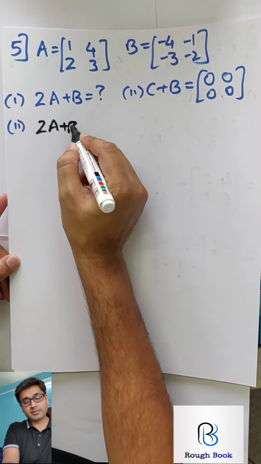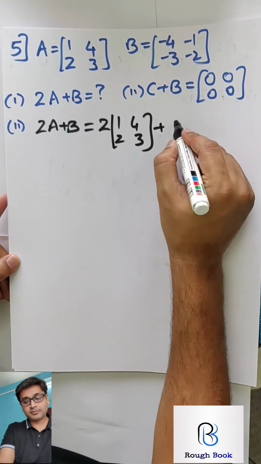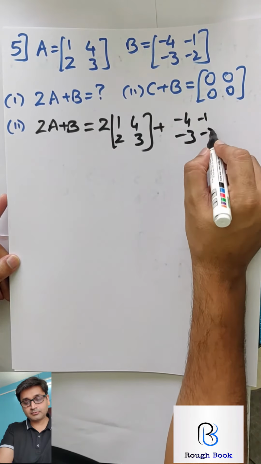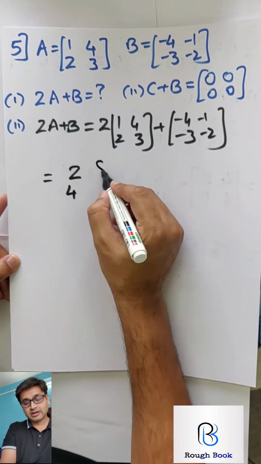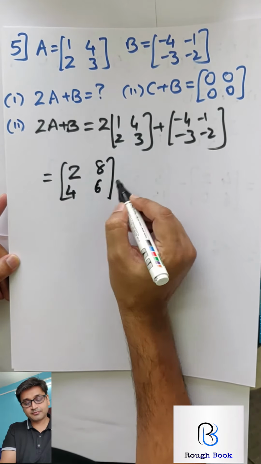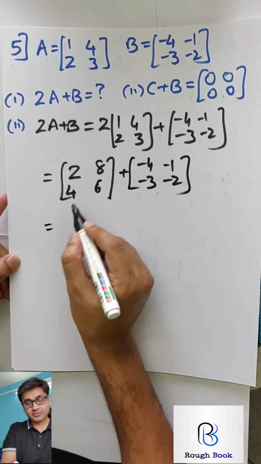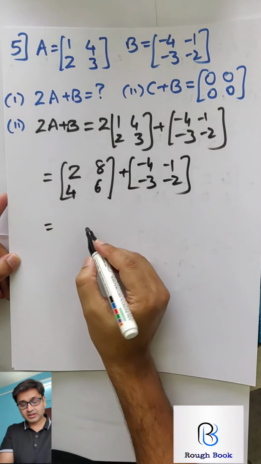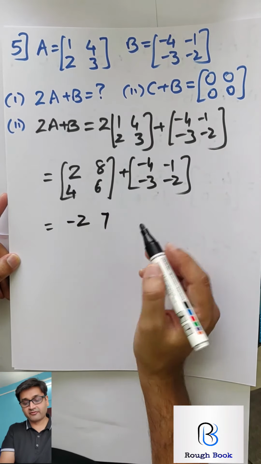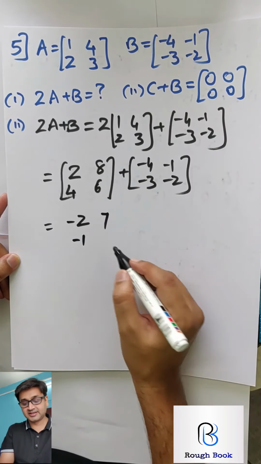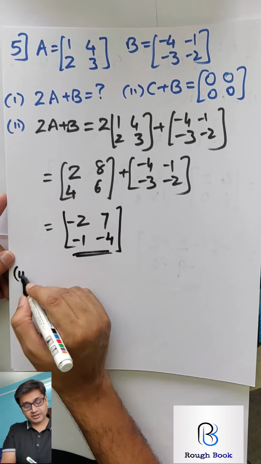So 2a plus b. 2 times a plus b. Yeah. So what happens? 2 goes inside, 4, 8 and 6. Likewise minus 4, minus 3, minus 1, minus 2. So 2 minus 4, that will give me minus 2. 8 minus 1, so 7. 4 minus 3 and 6, so minus 4. Who got this correct? Brilliant.